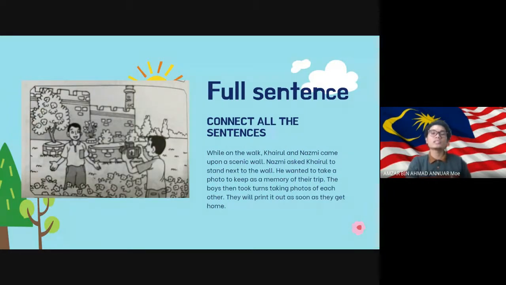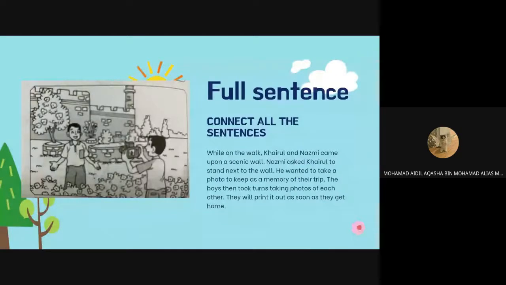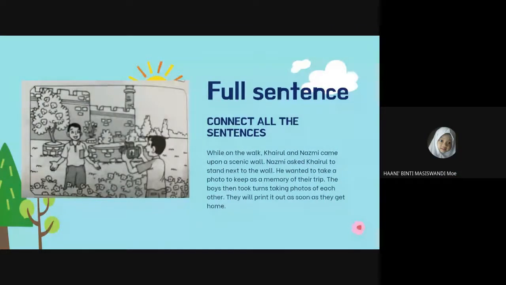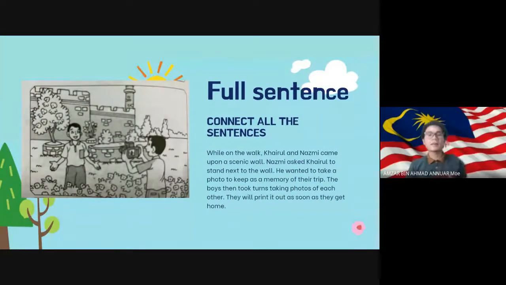The boys then took turns taking photos of each other. Mana subjek dia? The boys. Dan yang terakhir. They will print it out as soon as they get home. Yang tu mana subjek dia? They. Baik. Nampak tak beza subjek? Subjek sama ke tidak? Tak sama. Satu Khairul dengan Nazmi. And then Nazmi. Lepas tu he. Lepas tu the boys. Then they.